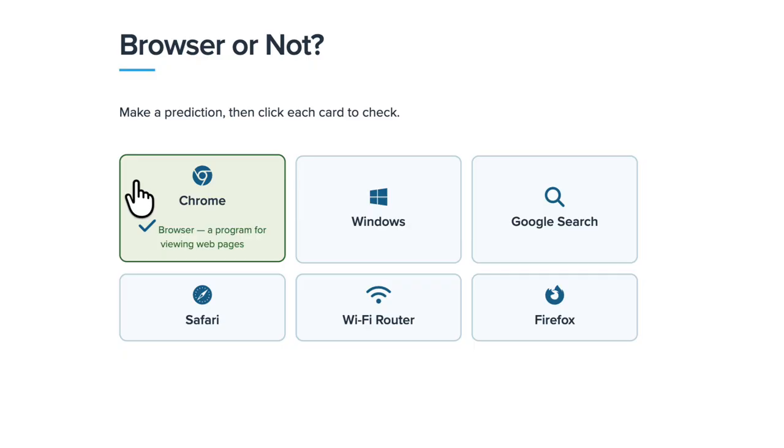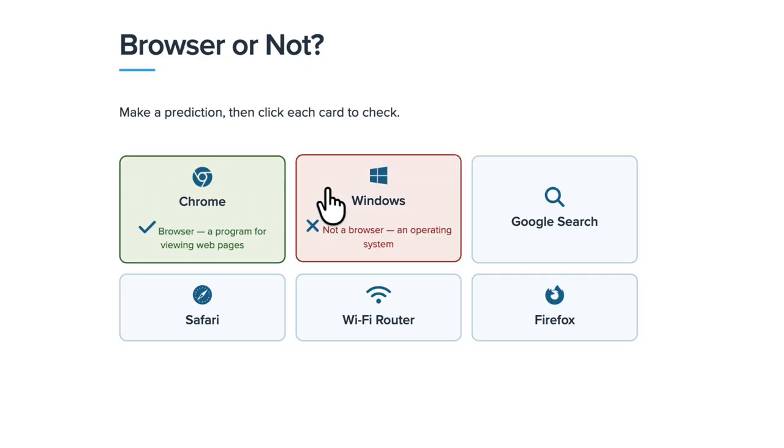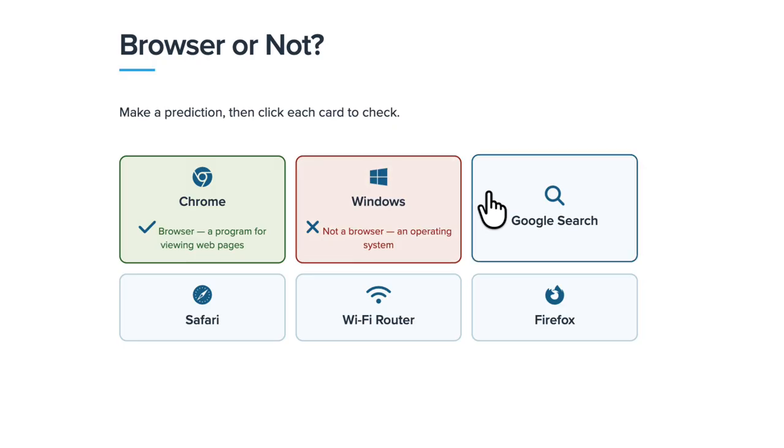Chrome. This is a browser. How about Windows? Not this one. Windows is an operating system. It runs your whole computer. A browser is just one program running on it. How about Google Search? This one fools everyone. Google Search is a website, which is a page you visit inside a browser. It's not the browser itself.